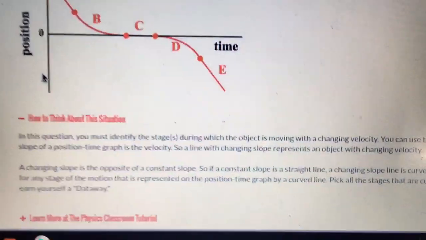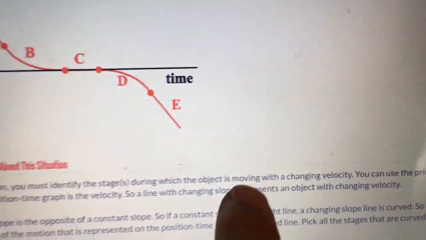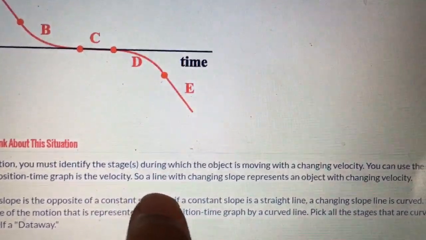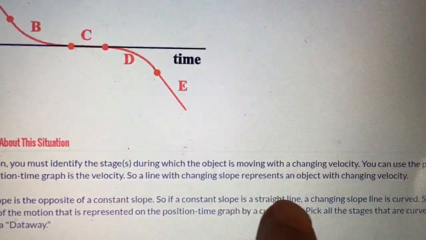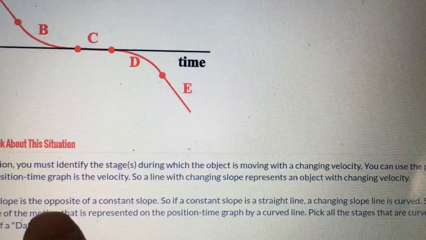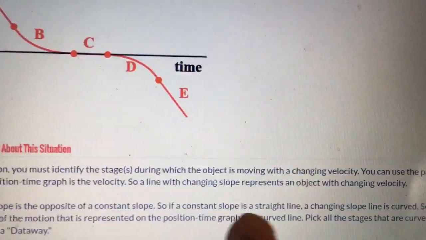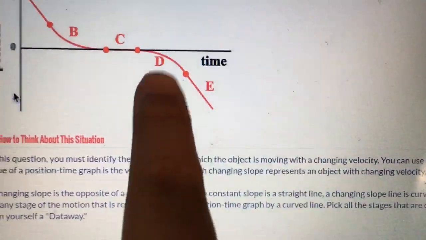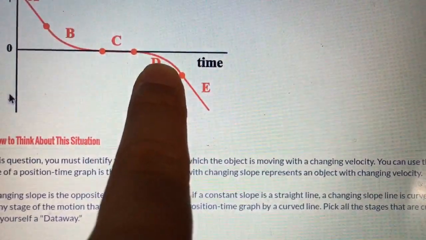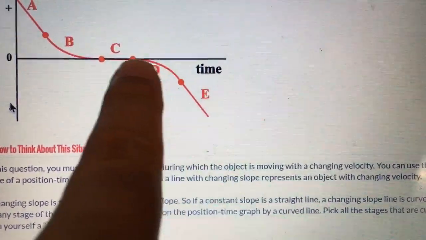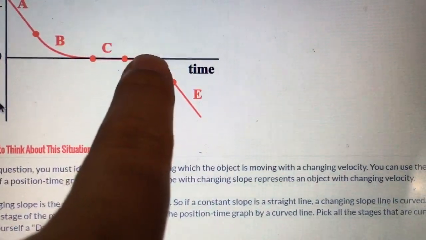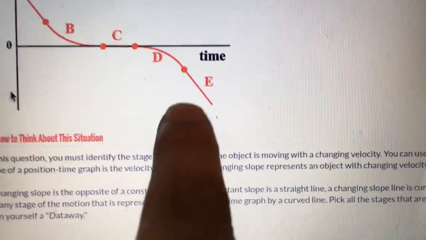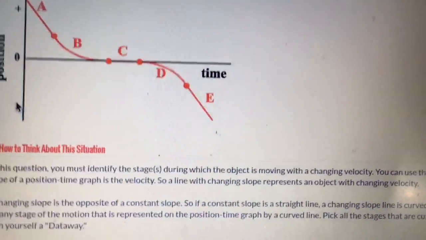Well, it tells you how to think about this. You have to identify where the velocity is changing. So you can use the idea that a line with changing slope represents an object with changing velocity. Changing slope is opposite of constant. Constant is straight, so changing is not straight. It could be curved, like that. Or sometimes we'll see where there's a line that is straight, and then there's a line that is straight but in a different direction. And so wherever there's that change, that's where the velocity changed.